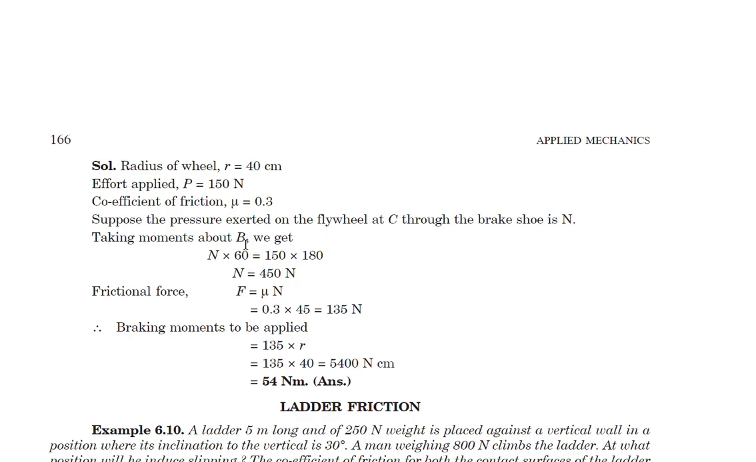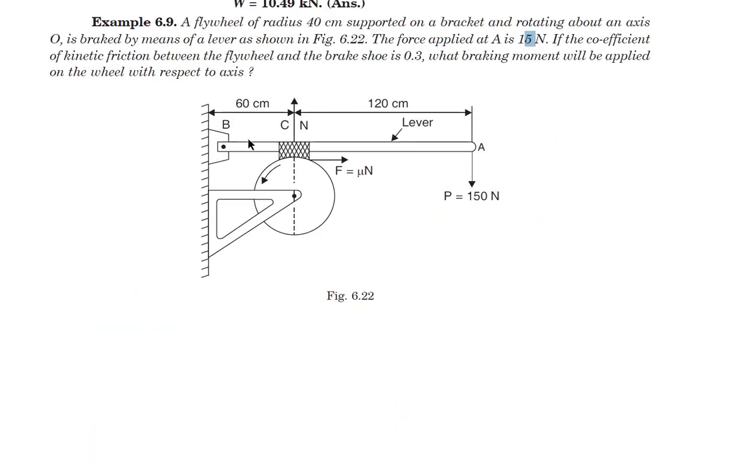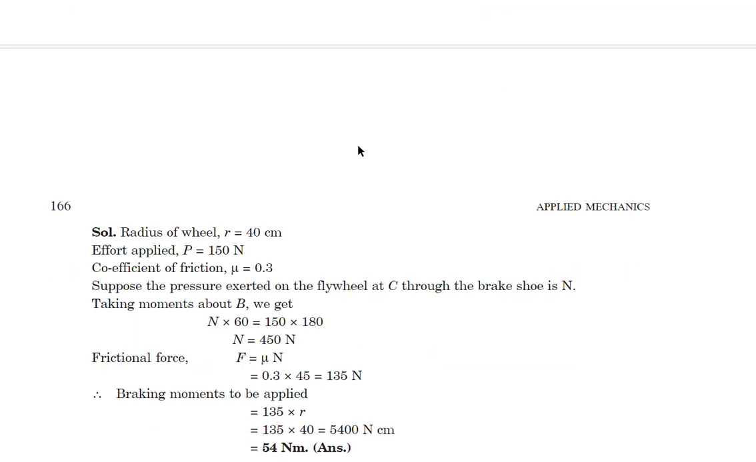Now taking moment about point B, which is at the wall, we will get the normal reaction into 60, and that should be equal to 150 into 180, because 180 is the total distance. So N comes out to be 450.